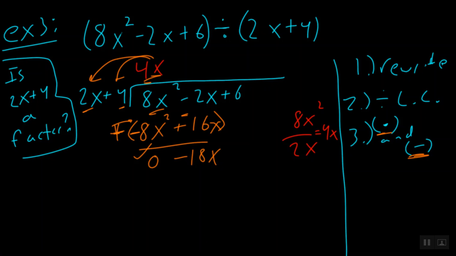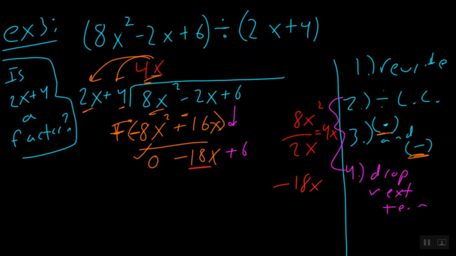Now, remember, for our very next step, why don't I even put this in purple, we will drop our next term. So I drop this plus 6. Okay, guys, and remember, at this point, we now repeat steps 2 through 3. My new leading term is this negative 18x. My original leading term there is 2x. And negative 18 divided by 2 will be negative 9. And x divided by x is just, well, they cancel. So I'll write 4x minus 9.